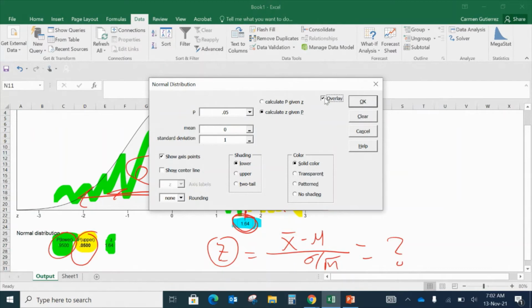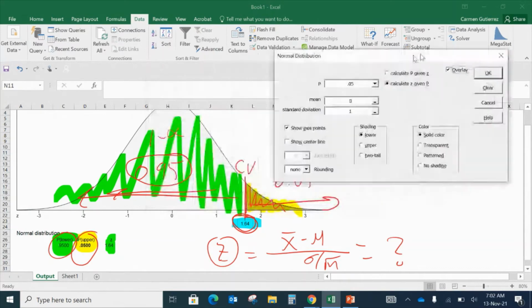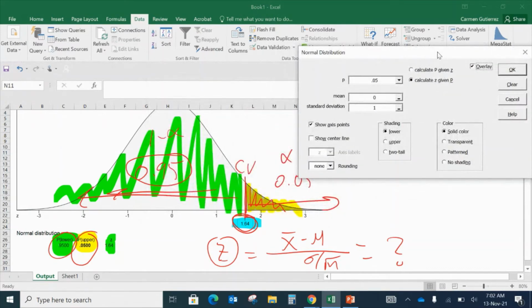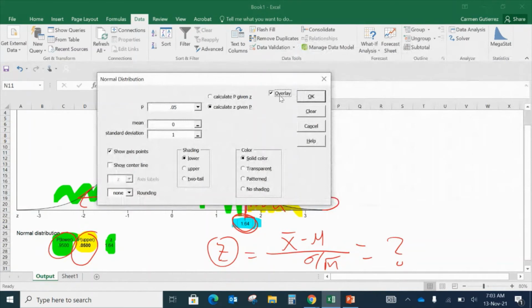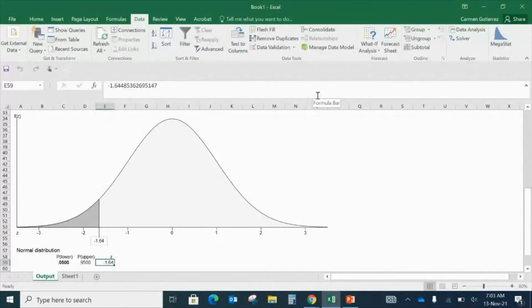This overlay means if you click it, it's going to use the same curve as before. And as you can tell, the curve here has a lot of writing, so I'm going to create a new curve. I unclick overlay. So I say, okay. There you have it.